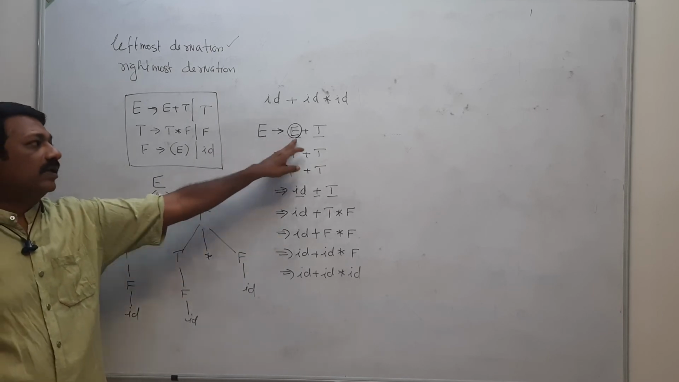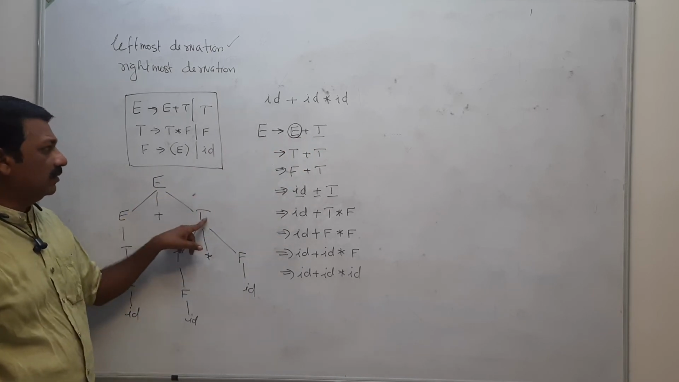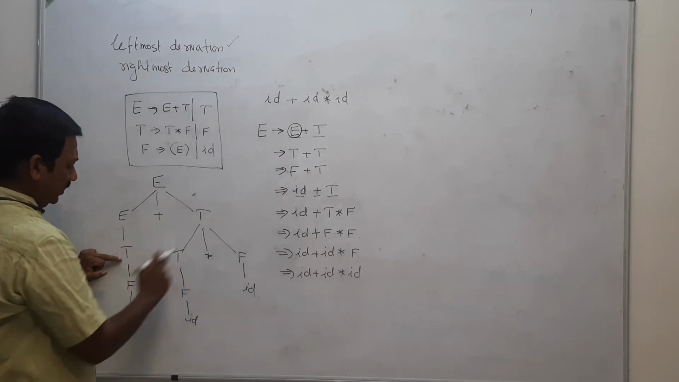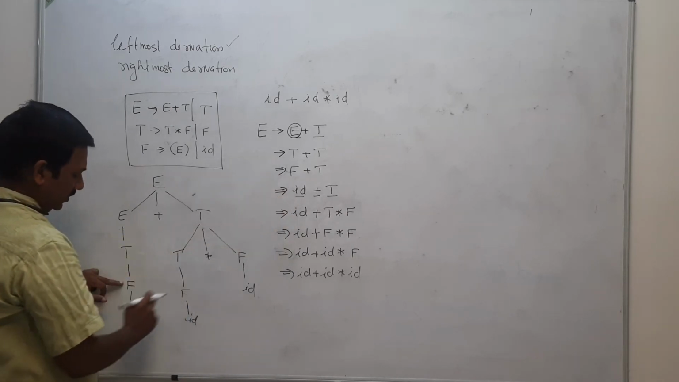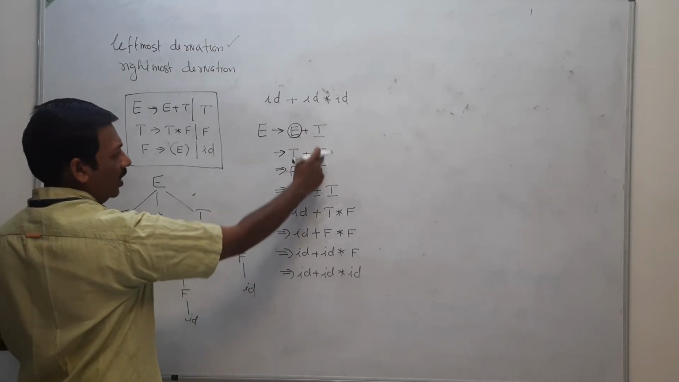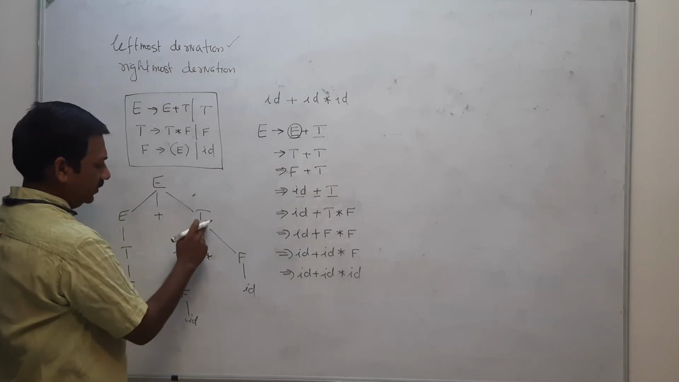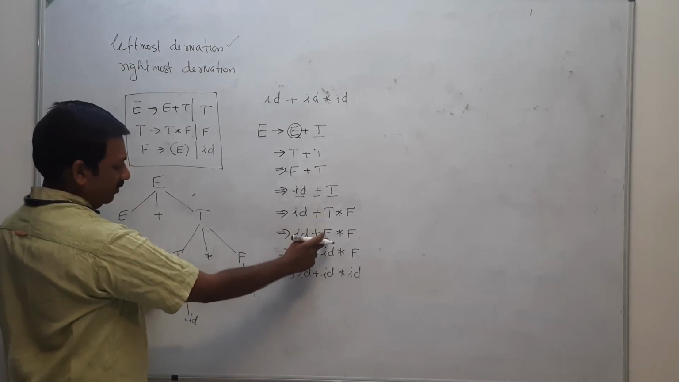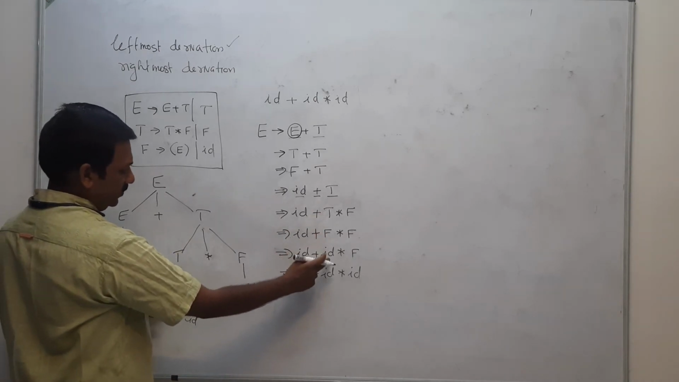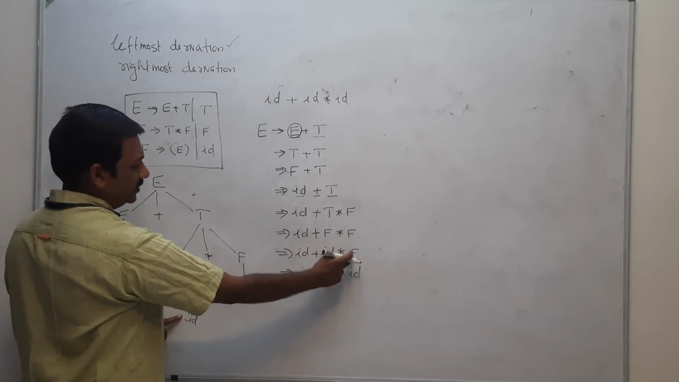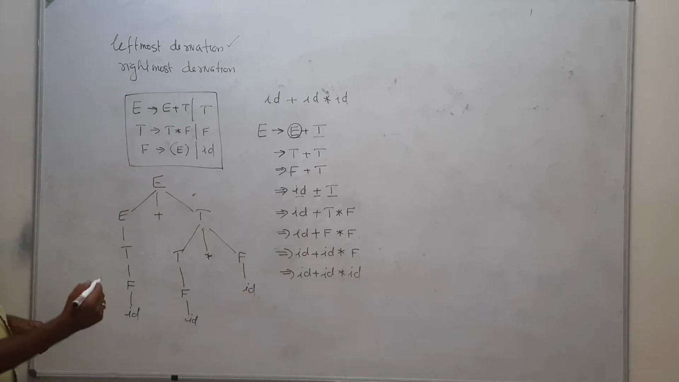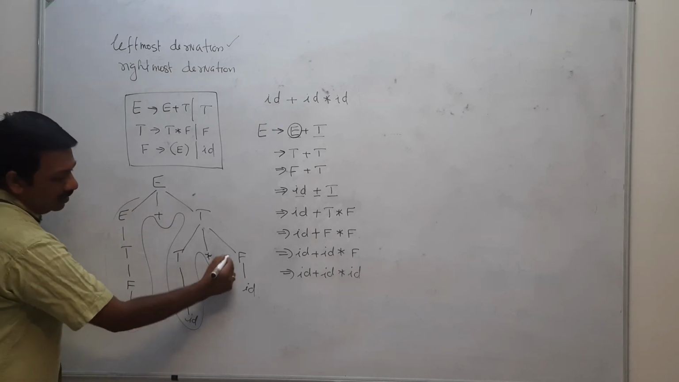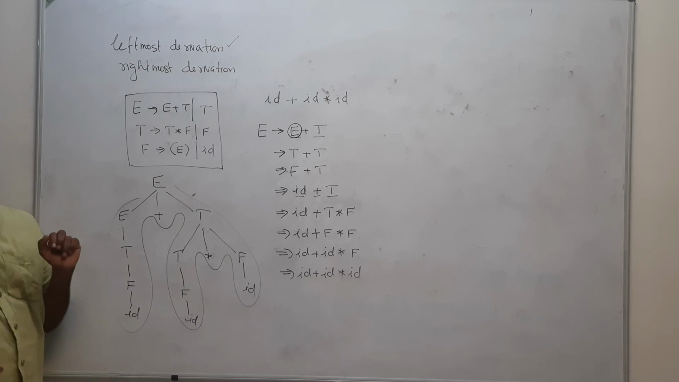That means E derives E plus T. Now this E is replaced with T and this T is replaced with F and that F is replaced with id. And on the right hand side you have T, and T derives T star F, and that T is replaced with F and F is replaced with id, and this F is replaced with id. So that is why you have id plus id star id.